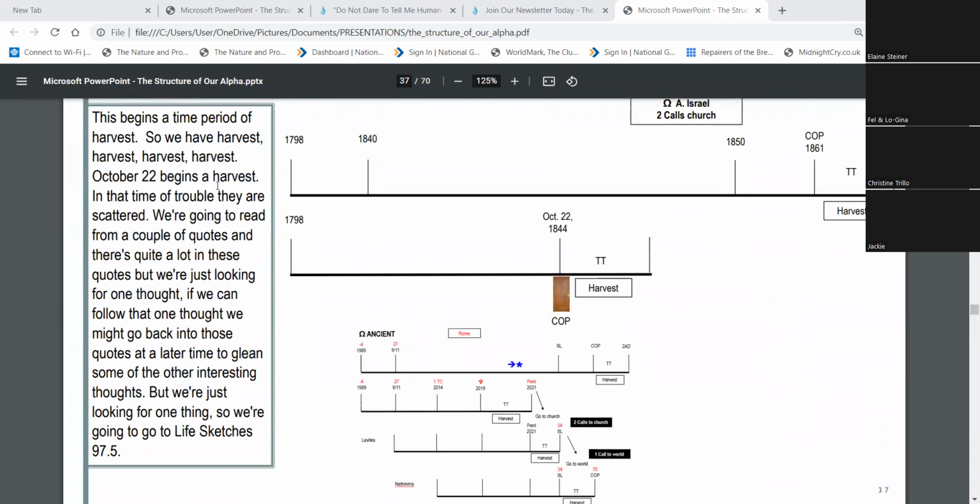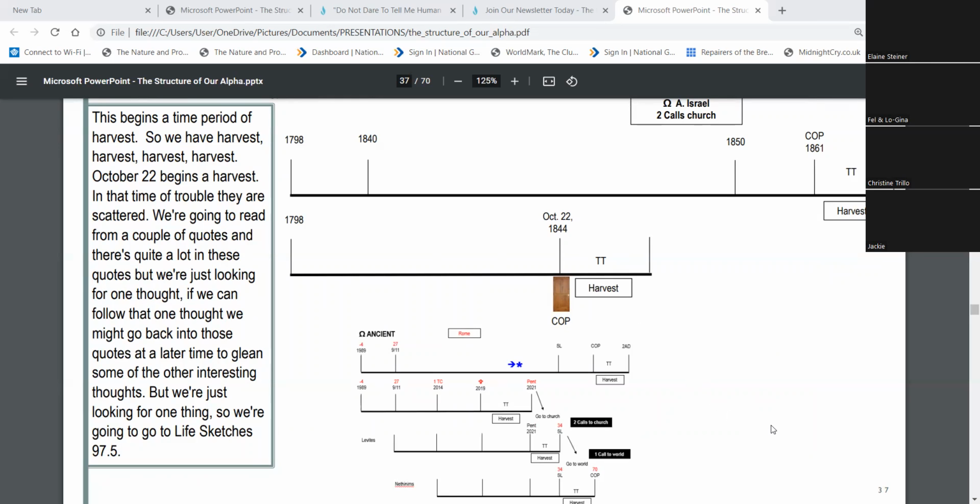October 22nd begins a harvest. In that time of trouble, they are scattered. We're going to read from a couple of quotes, and there's quite a lot in these quotes, but we're just looking for one thought. If we can follow that one thought, we might go back into those quotes at a later time to glean some of the other interesting thoughts. But we're just looking for one thing.